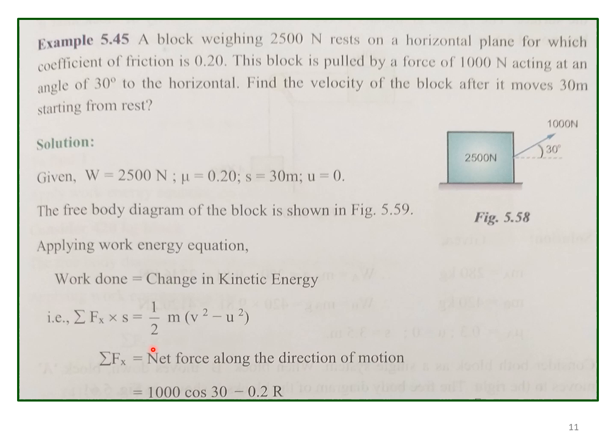So work done is equal to change in kinetic energy, which is nothing but the final kinetic energy minus initial kinetic energy, that is mv square by 2 minus mu square by 2. First let us find out the net force in the direction of the motion. Since your force is acting like this, your block is going to move in this direction. So you are going to find the net force in the direction of the motion.